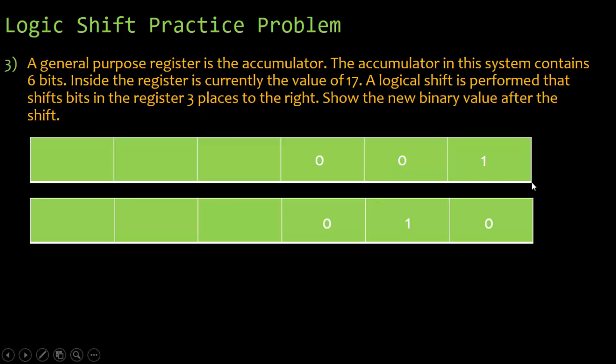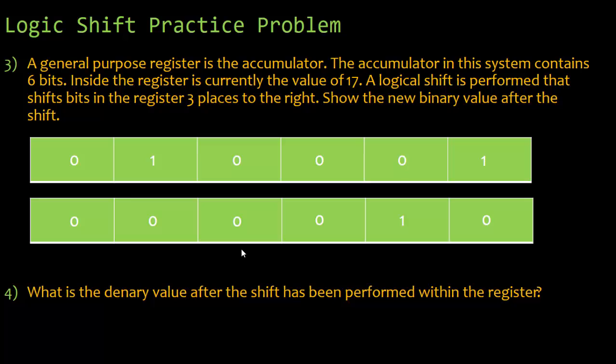What happens to the 0, 0, and 1? It literally just disappears. What do I do with these remaining open bit positions? I fill them with zeros. And just like that, we have answered number 3, which brings us to number 4. What is the denary value after the shift has been performed within the register? 1, 2. That's it. 2. We're done. The new value is 2.